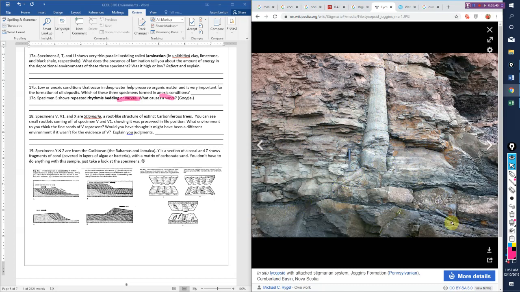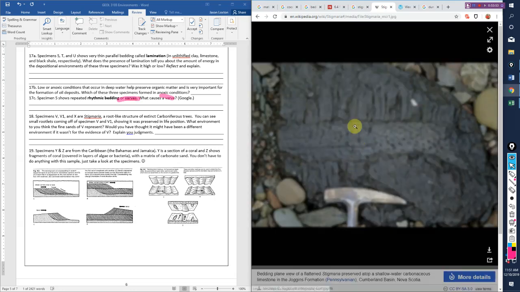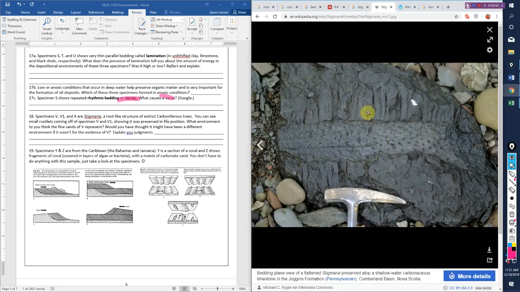You can see another bit of a root right here. That's part of the stigmaria as well. These things were neat in that they were one main root, but coming off of the main root were a series of little micro roots. You often don't see these micro roots. Where you do, you know that that root is still in its original position exactly where it was growing.